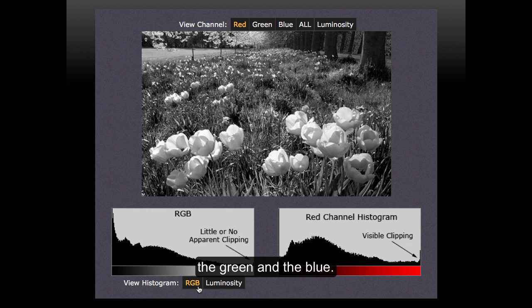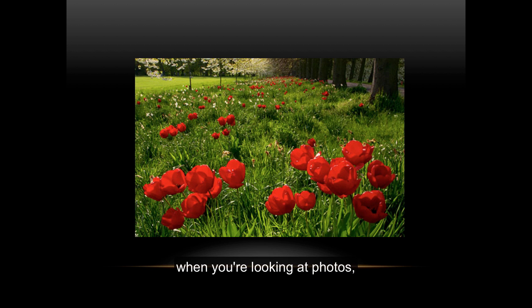So when you're editing, when you're looking at photos, understand that we're not just living in a single channel world. We have red and we have green and we have blue. And what we're looking at as far as the histograms in the red, green, and blue are a bit different than what we see in the luminosity histograms.